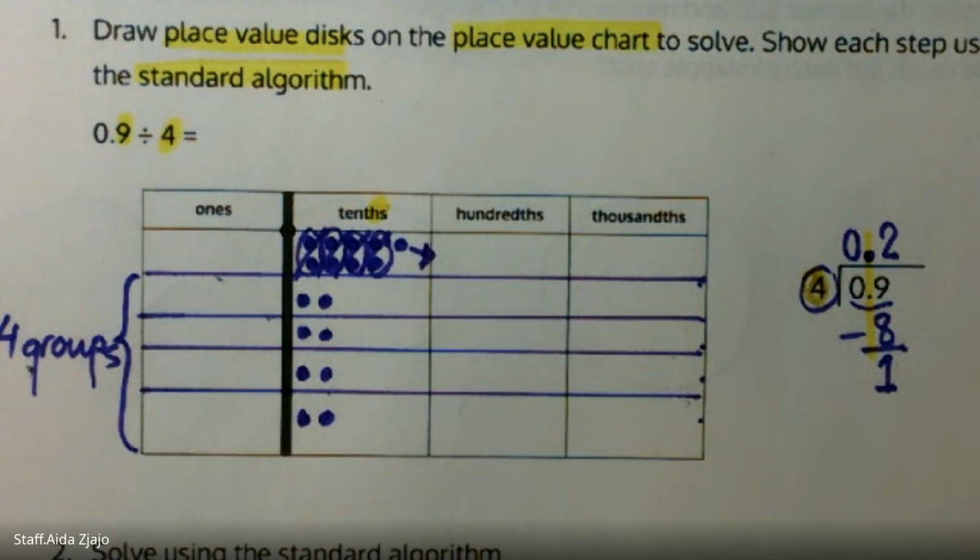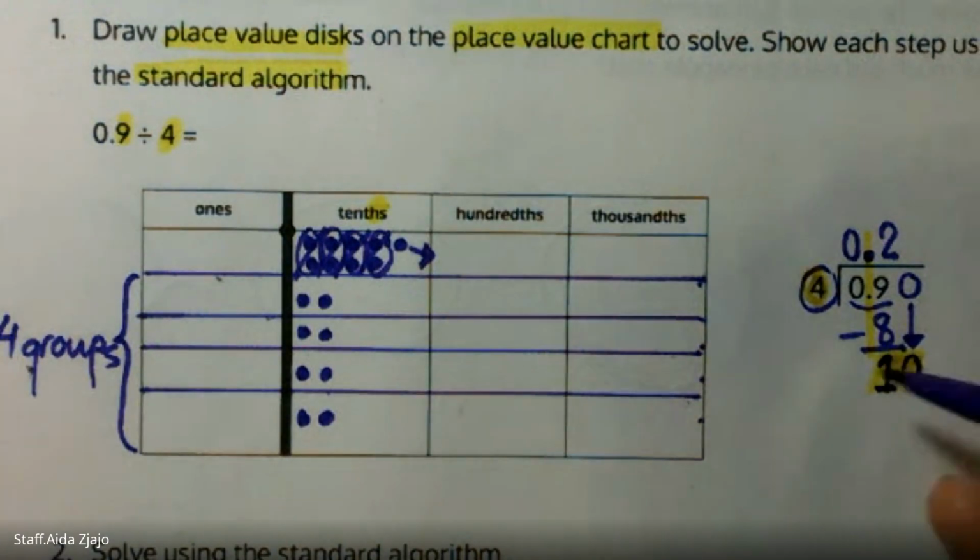So what that means is that here in 9 dimes, I only have 1 dime left, so I can change that dime into 10 pennies. The usual rule is you add a 0, so they become 90, and then you bring down the 0. So now instead of 1 dime, you will have 10 tenths, or 10 pennies if you think about money. So now you can keep sharing.